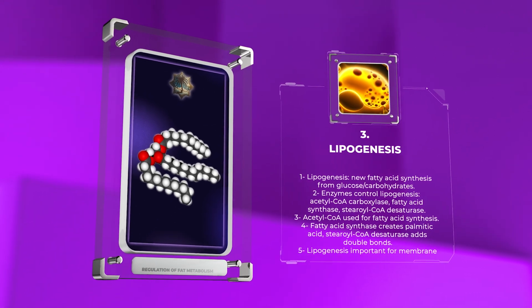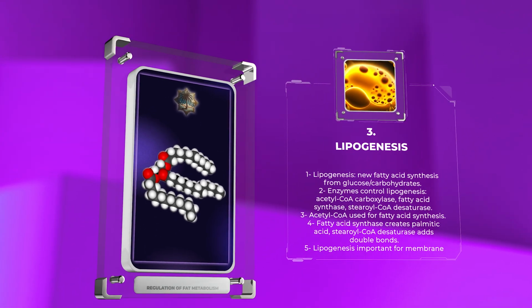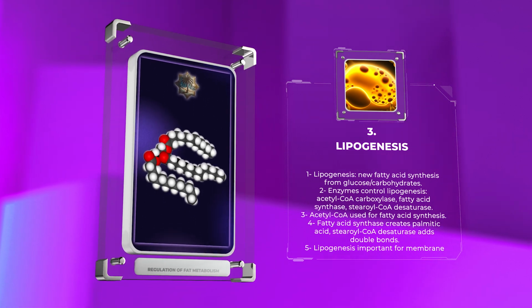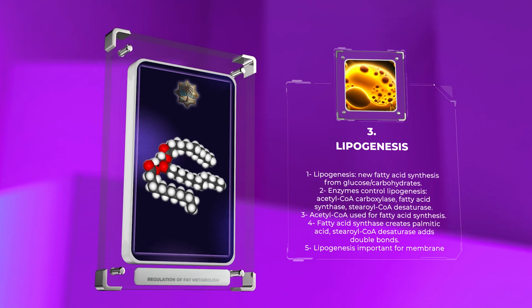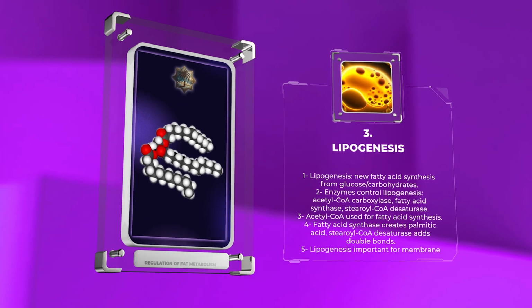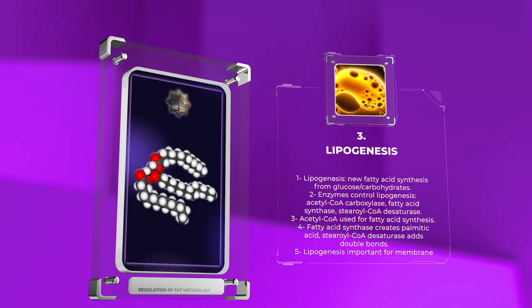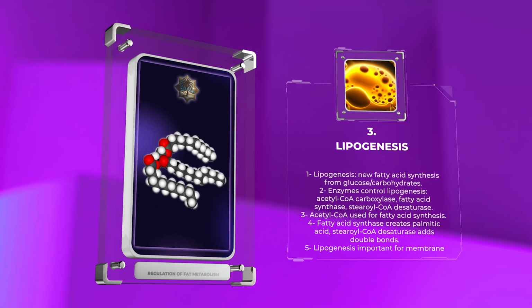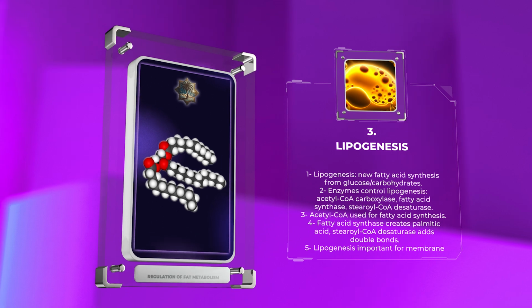Fatty acid synthase combines and reduces the molecules to create palmitic acid, and stearoyl-CoA desaturase adds double bonds to generate unsaturated fatty acids. Lipogenesis is important for membrane synthesis, energy storage, and signaling molecules. Imbalances can lead to obesity and fatty liver disease. Next, we will discuss beta oxidation.